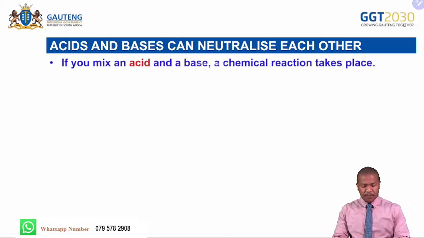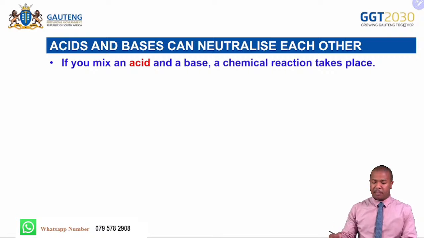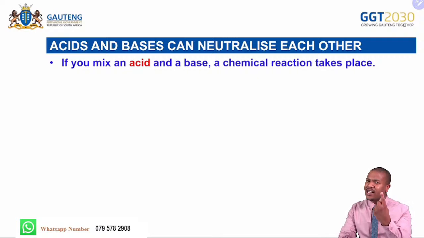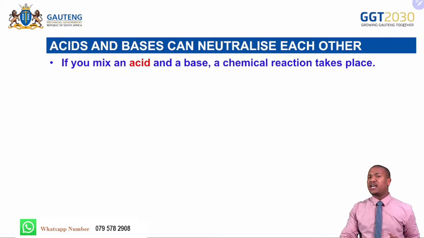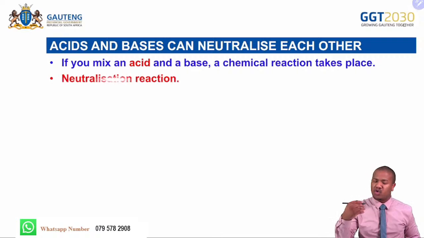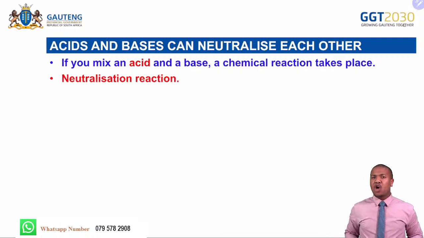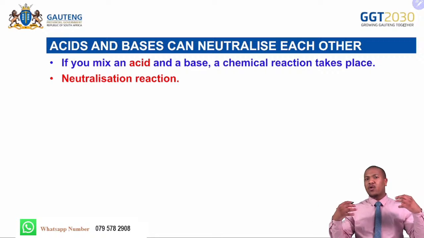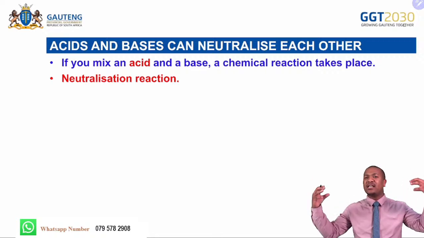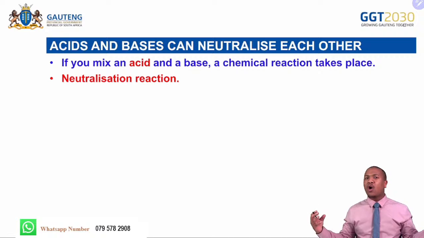So we said that if you mix an acid and a base, a chemical reaction takes place. What is that chemical reaction? And we have mentioned that in our terminology, right? What is that chemical reaction that takes place when you mix an acid and a base? We call that one a neutralization reaction. So in a neutralization reaction, you have the acid and the base counteracting each other, overcoming each other, or cancelling each other, right? Making each other weak.